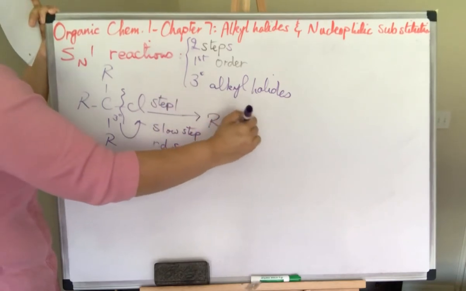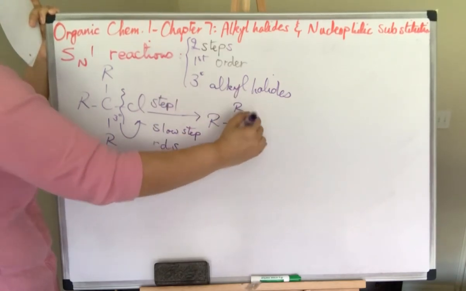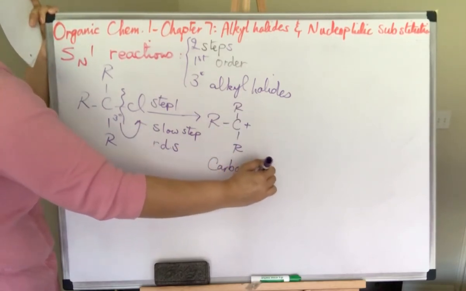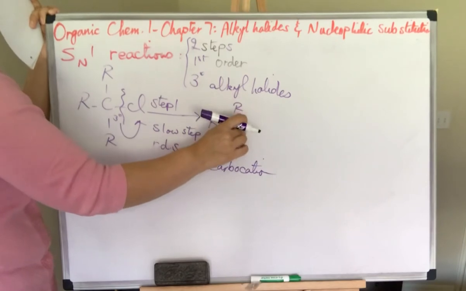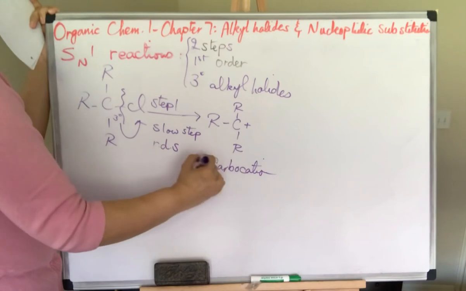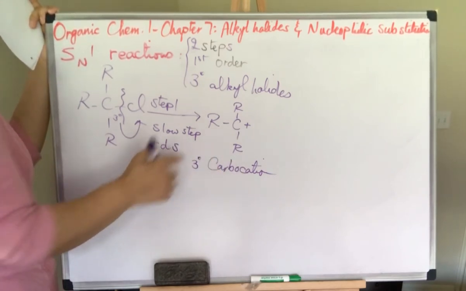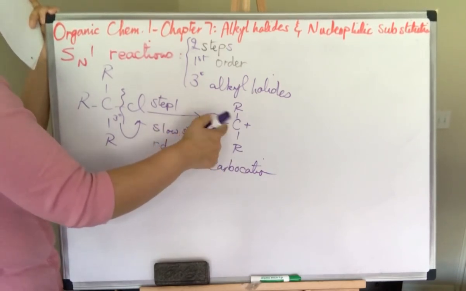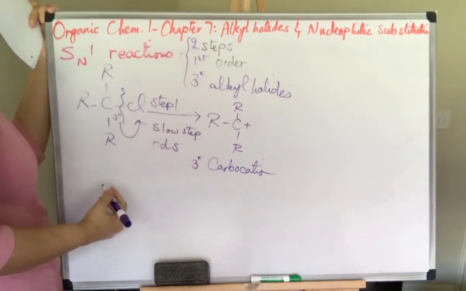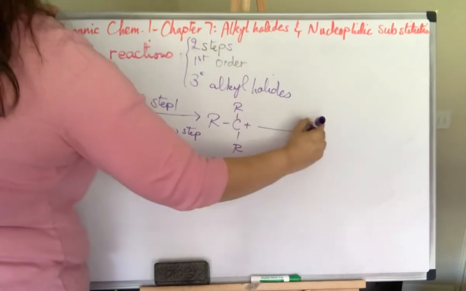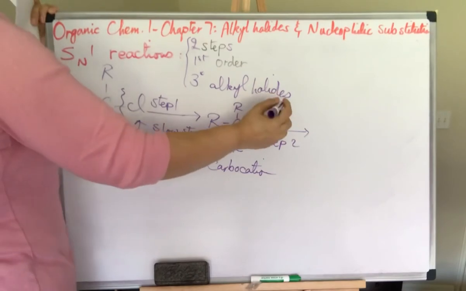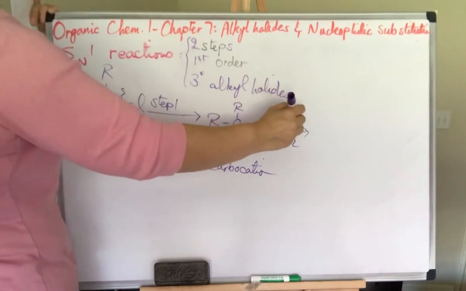So what happens is there is a carbocation. We call it carbocation. It's a cationic carbon, so we call it carbocation. And it's a tertiary carbocation because the carbon carrying the positive charge is connected to 3 more carbons. A tertiary carbocation is formed, and in the second step, step 2, the nucleophile attacks.